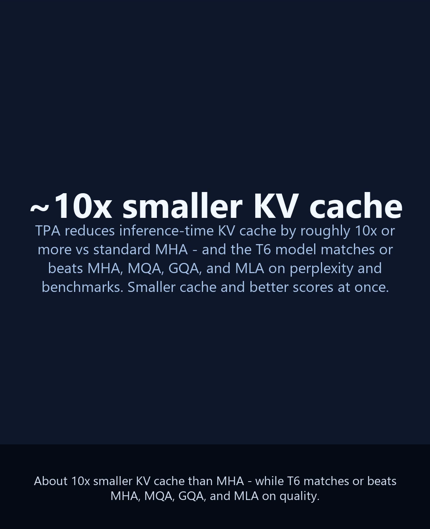And here's the headline result. In the paper, TPA reduces inference time KV cache size by roughly 10 times or more compared with standard multi-head attention. And it does this without sacrificing quality. The Tensor Product Attention Transformer, called T6, matches or beats MHA, MQA, GQA, and MLA on perplexity and on a broad range of benchmarks. Smaller cache and better scores at the same time.